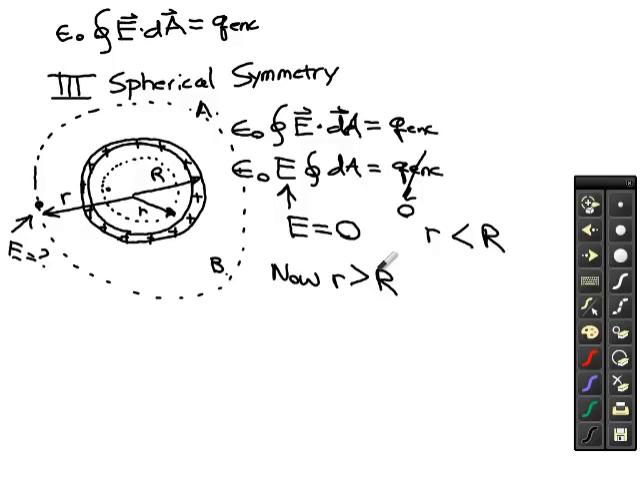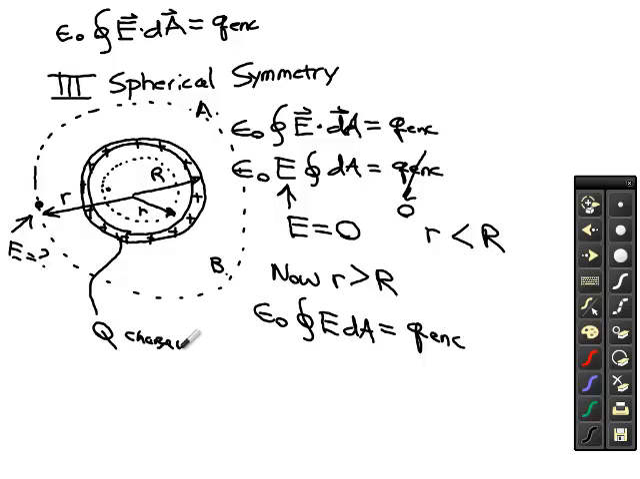Okay, so we set up our integral. We say, okay, epsilon naught E dA equals Q enclosed. By the way, I forgot to mention, let's say the charge on our shell is Q. Okay? 2 questions. Number 1, would E be the same everywhere on our imaginary shell? Absolutely. So I can pull it out.